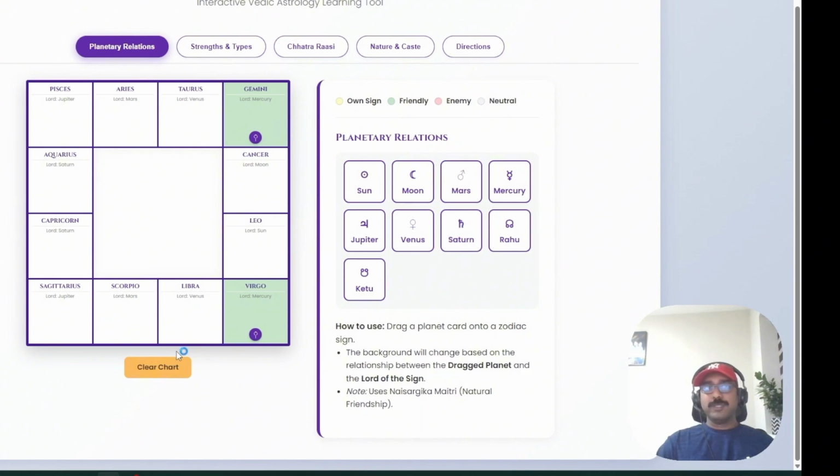And now let's go to Saturn. For Saturn, Mercury, Jupiter, and Venus are friends. So if it is placed in Mercury's signs, that's good. And if it is placed in Taurus, that's a good sign. And if it is placed in Jupiter's signs, like Pisces and Sagittarius, that's a positive sign.